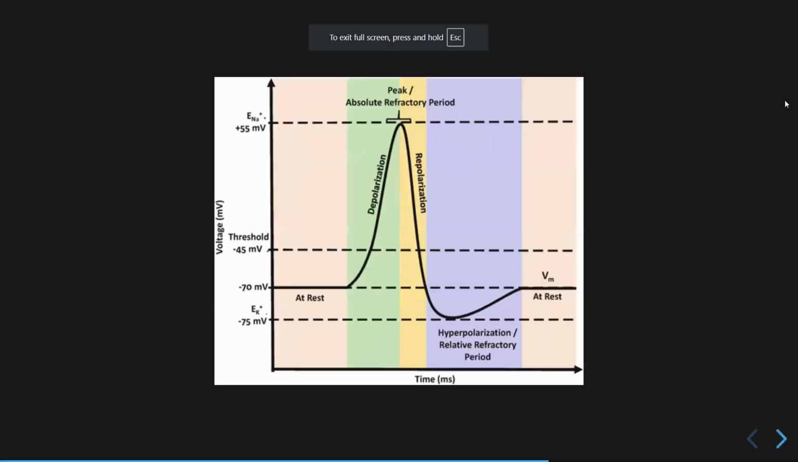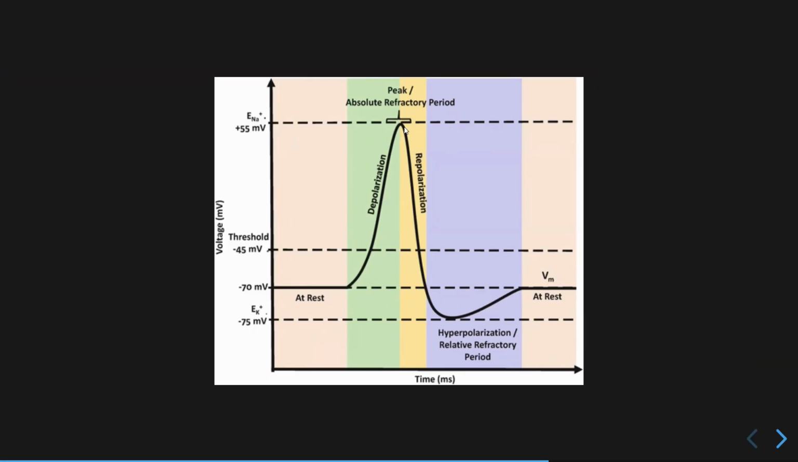Okay, let's see. At rest, we are at minus 70 millivolts. Then as some input arrives, for example, because we see something or we are angered by something or we remember some memory at random, the potential starts to build up. Once it reaches minus 45 millivolts, certain processes in the neuron start that speed up the increase in voltage until we get all the way up to the peak.